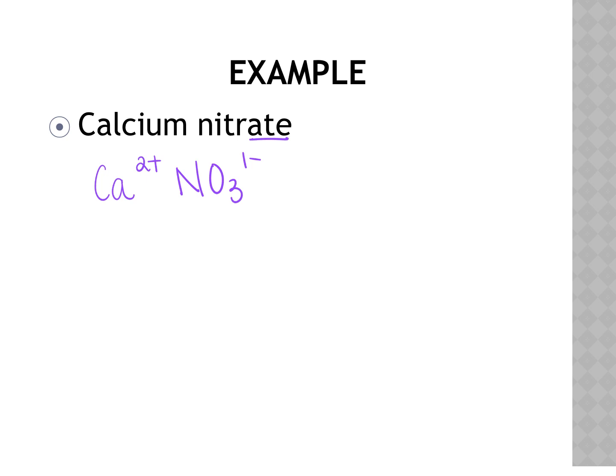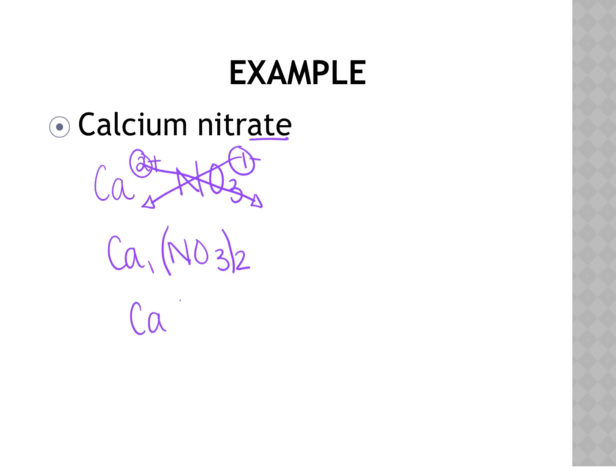Okay, so now we have our charges. What do we do next? Crisscross. And then just a reminder, only the numbers. No charges. So we end up with Ca1, NO3 2, and then now, do you see how it now looks like NO32? If you're going to add a subscript after the polyatomic ion, you have to add parentheses around the entire polyatomic ion. All right, and then finally, do we usually write 1 as a subscript? No. So I'm just going to rewrite it as Ca(NO3) in parentheses 2.